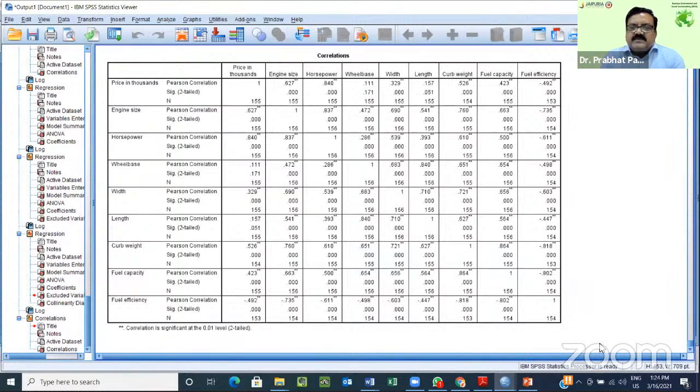If there is a collinearity problem, then what to do? Stepwise regression. So you follow the iteration process, and then it automatically removes the collinearity, and it gives you the model which is free from the problem of collinearity. So that's how it works, right?